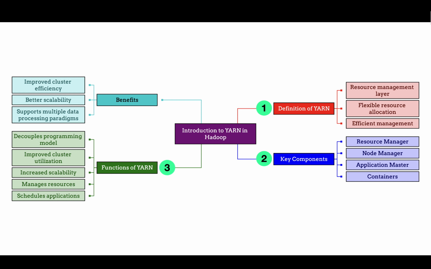3. Functions of YARN. YARN decouples the programming model from the resource management infrastructure, leading to improved cluster utilization and increased scalability. It manages computing resources in clusters and uses them for scheduling user applications. 4. Benefits. The primary benefits of YARN include improved cluster efficiency, better scalability, and support for multiple data processing paradigms besides MapReduce, such as interactive querying and real-time streaming.